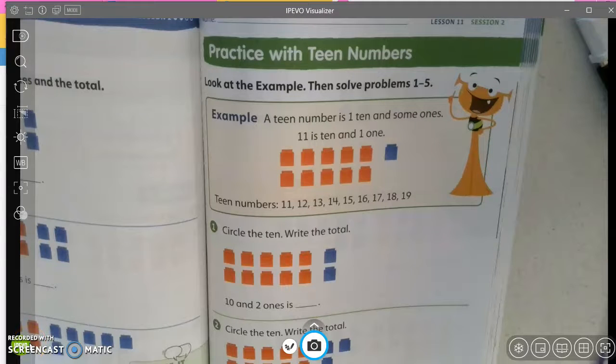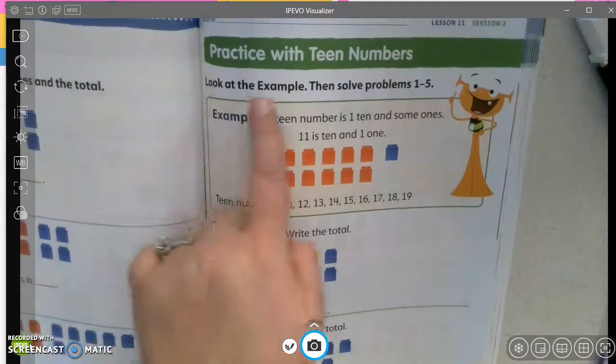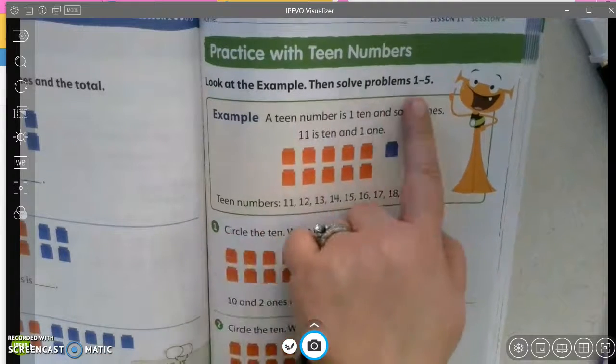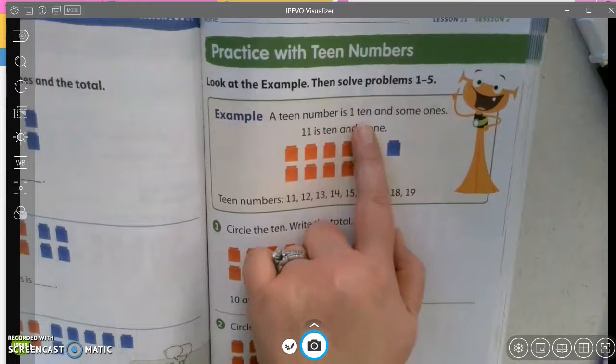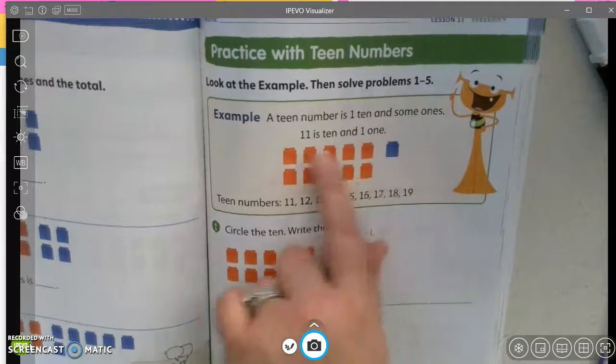Today we are going to practice with teen numbers. So we are looking at page 247 in your iReady book. The top says, look at the example, then solve problems 1 through 5. The example says a teen number is 1 ten and some ones.